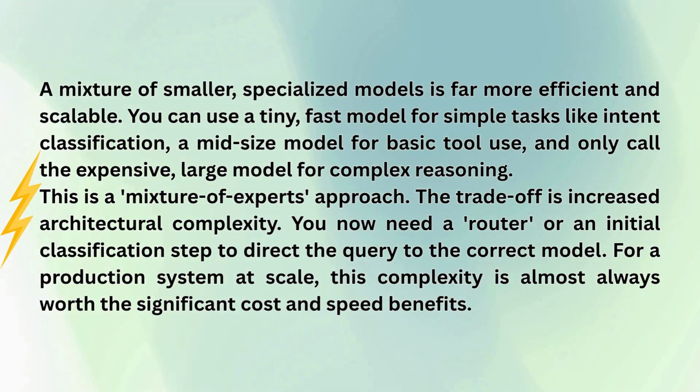A mixture of smaller, specialized models is far more efficient and scalable. You can use a tiny fast model for simple tasks like intent classification, a mid-size model for basic tool use, and only call the expensive, large model for complex reasoning. This is a mixture of experts approach. The trade-off is increased architectural complexity. You now need a router or an initial classification step to direct the query to the correct model. For a production system at scale, this complexity is almost always worth the significant cost and speed benefits.